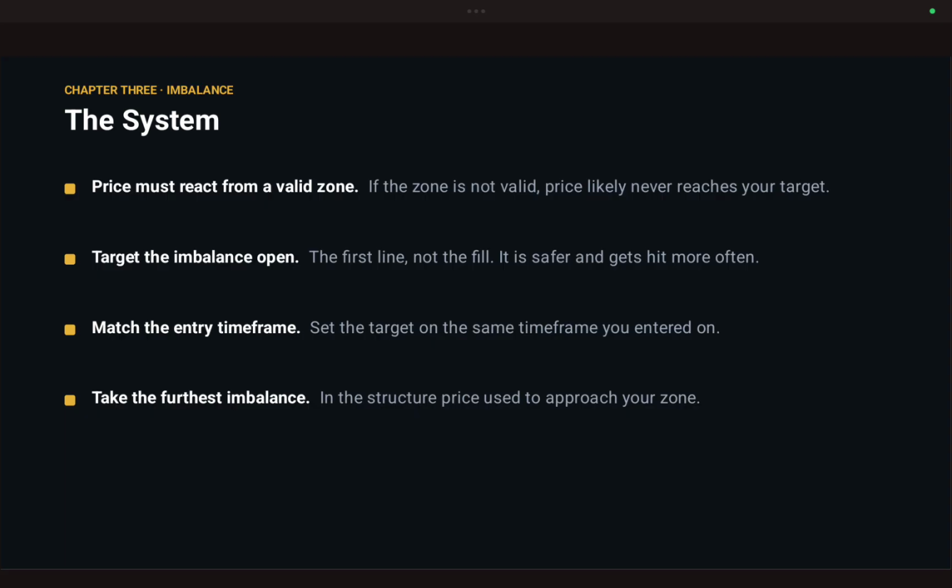What is the system behind this? To trade this imbalance well, look at the system here. Price must react from a valid zone. So it's not random. If the zone is not valid, price likely never reaches your target. The market can reverse against you. So if you're taking a bullish trade, make sure you're trading from a valid demand zone. If you're taking a bearish trade, make sure you're trading from a valid supply zone.